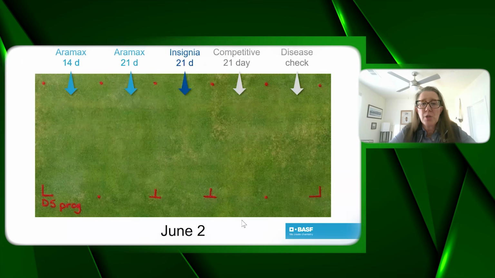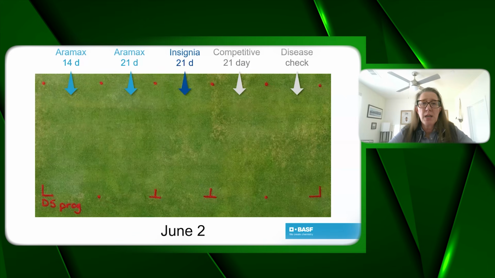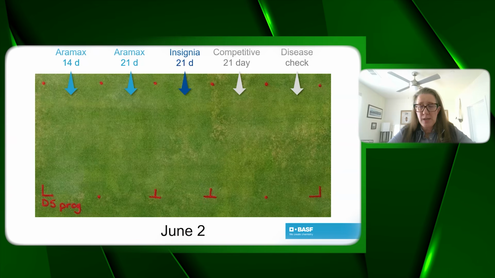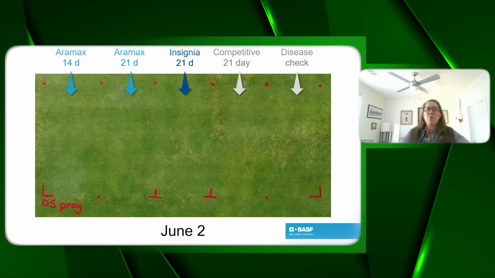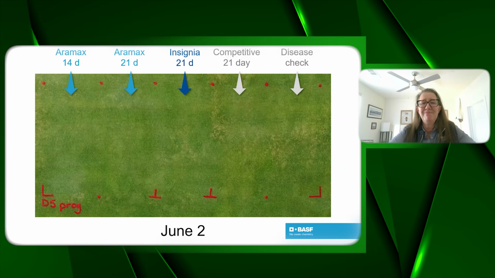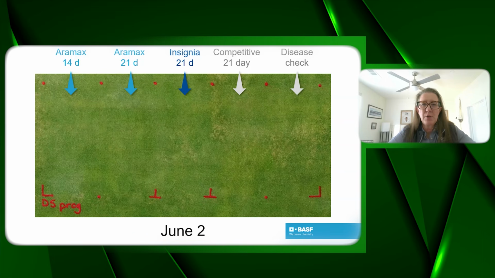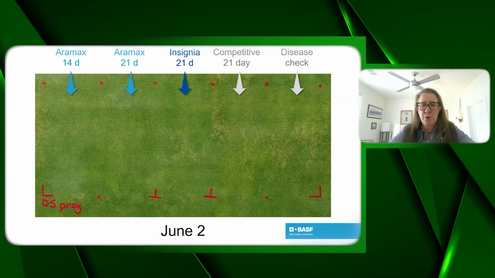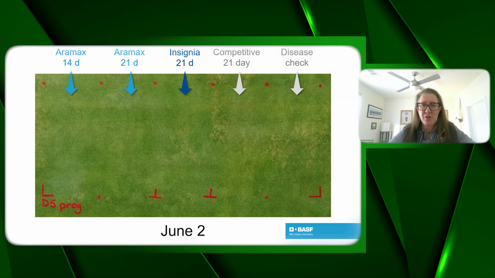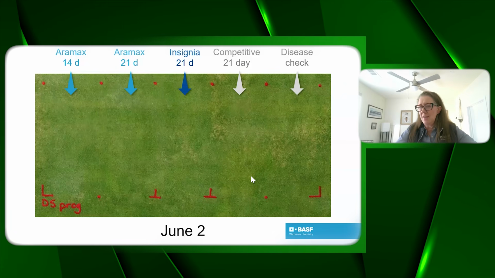Here is your first observation on June 2nd. Aramax 14 days, Aramax 21 days, Insignia 21 days, your competitive 21 days, and your disease check. 14 and 21 day Aramax look pretty similar. Insignia looks not as good. So having those 2 active ingredients, those look pretty similar. And then things start to slide for everybody else. Comparable to the disease check, yes.